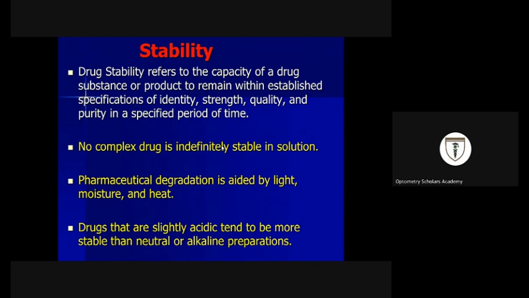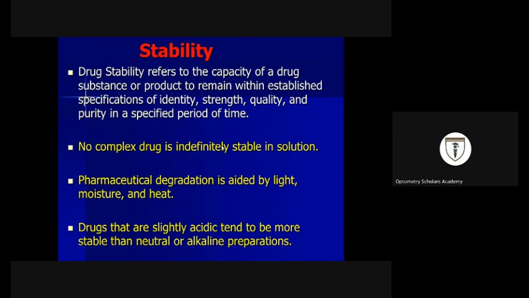So there is no drug that is indefinitely stable. There is no drug that is stable for a lifetime. So some drugs have a period of stability, because definitely every drug degrades, and there are some factors or some things that affect drugs and cause the degradation of drugs. So it's important to also know this so that you know how to store your drugs.